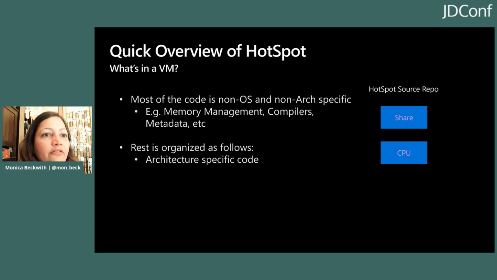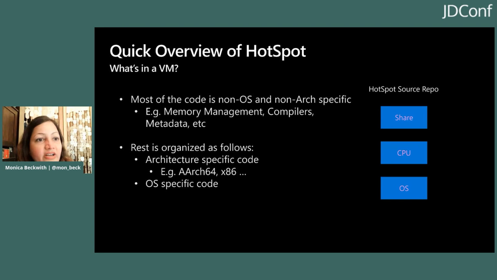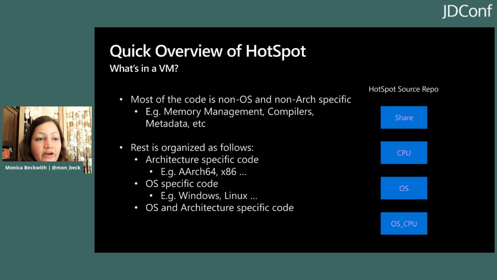So the rest of the code is organized as such. You have architecture-specific code. For example, we are dealing with ARM architecture, so you would have Arm64. Previously, there's already code for x86, and so on and so forth. Then you'll find the OS directory where OS-specific code resides. We have Windows because we're working with Windows and ARM, and of course there's Linux, etc. Finally comes the big chunk where you have OS and architecture-specific code, which is in the os_cpu directory.